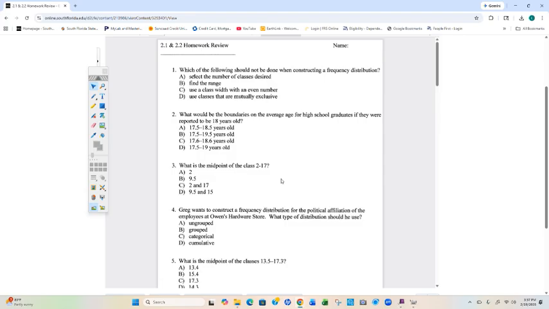I will pause. After each question, just hit the pause button. I'll give you a second to hit that. Think about your answer and then turn it back on, and we'll be going over the answers for each question. But you're going to have to pause after each one, think about it, and then check your answer.